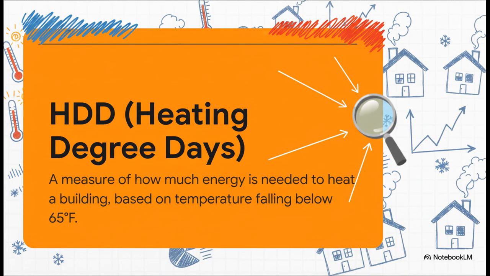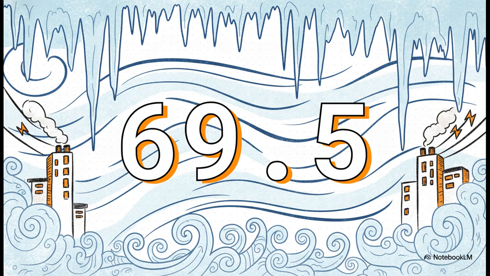Next up, we've got HDD, or heating degree days. Now, the absolute easiest way to think about this is like a heating score for the day. The higher the HDD number, the colder it is, and the more energy people are going to use to heat up their homes and offices. A score of 0 just means you don't need the heat on. And just to show you how extreme this can get, take a look at this. On day 3, Minneapolis has an HDD of 69.5. That's not just put on a sweater cold. That's the kind of intense cold that puts a massive strain on the energy grid.